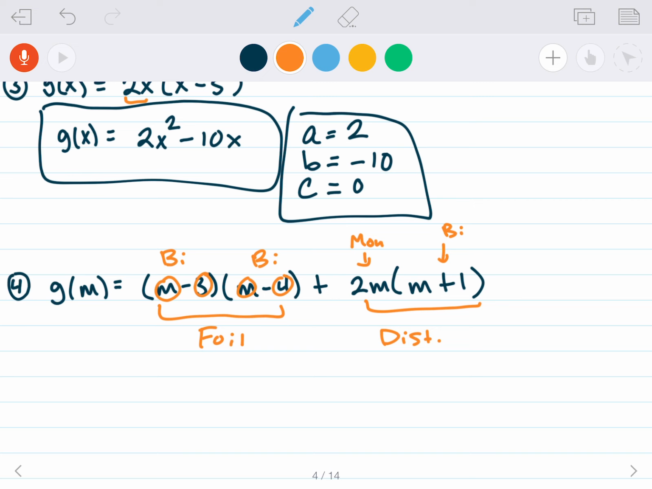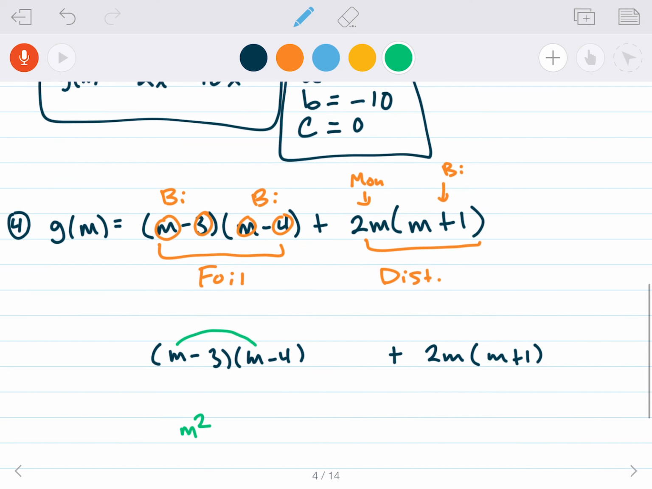So let's go ahead and FOIL the top. So we have m minus 3, our variable is m, times m minus 4. And then I'll put this off to the side, deal with that later. So let's go ahead and FOIL this. First is m times m, that's m squared. Outer is m times negative 4, that's negative 4m. Inner, negative 3 times m is a negative 3m. And last is a negative 3 times a negative 4, and that gives us a positive 12.